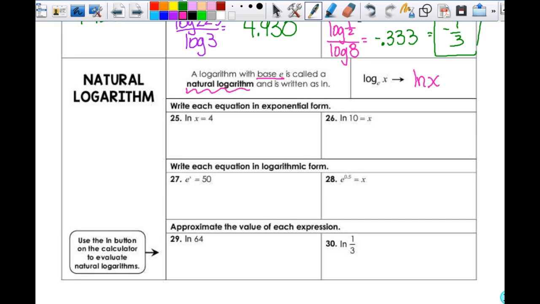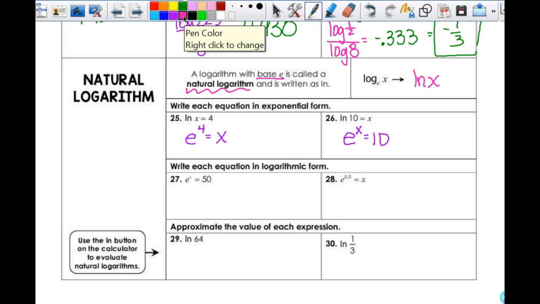It says write each equation in exponential form. So we're not actually touching the calculator on these. We're just rewriting them. So the base here is e, even though we don't see it, just like it was for just a regular log. So this is e to what power? The 4th. e to the 4th equals x. So for 26, it would be e to the what? x equals 10.